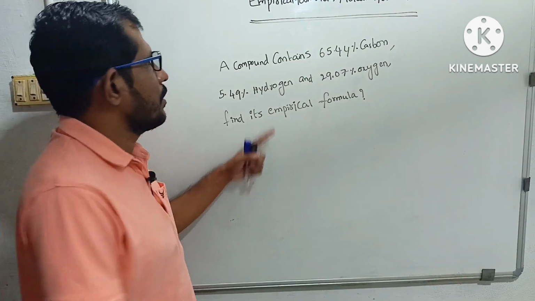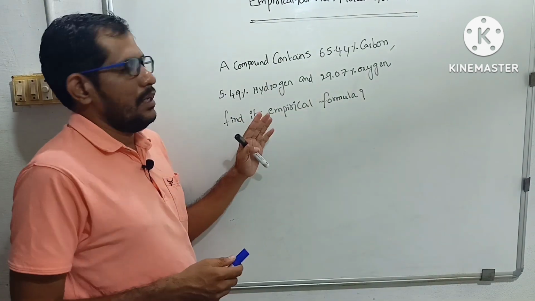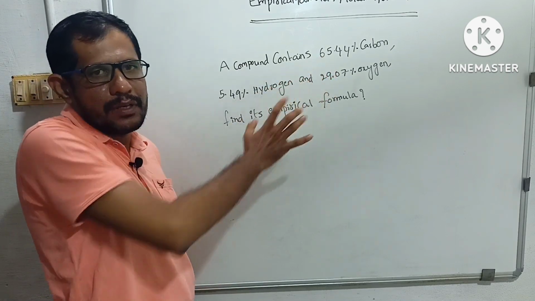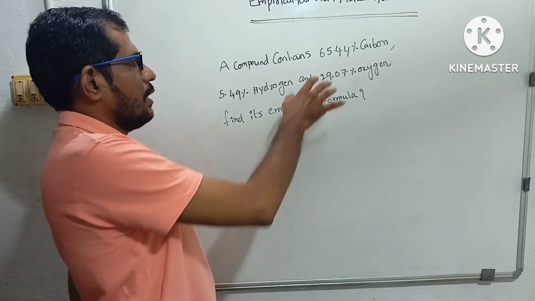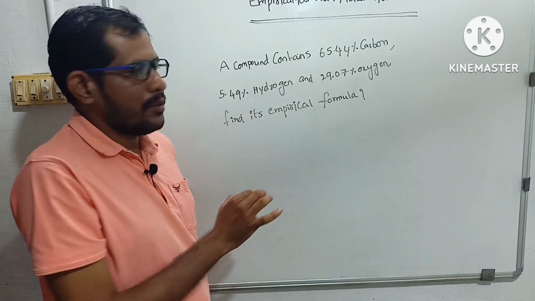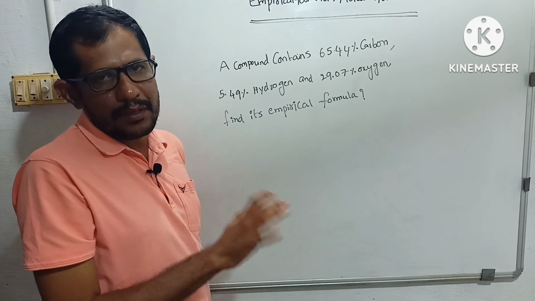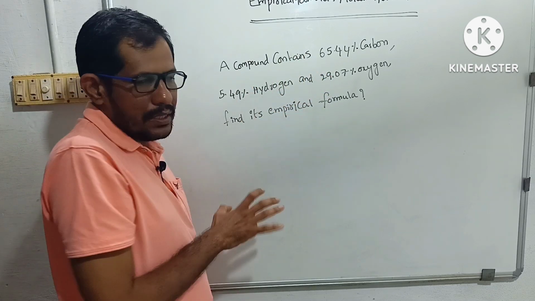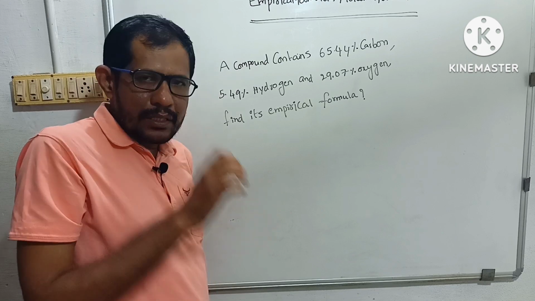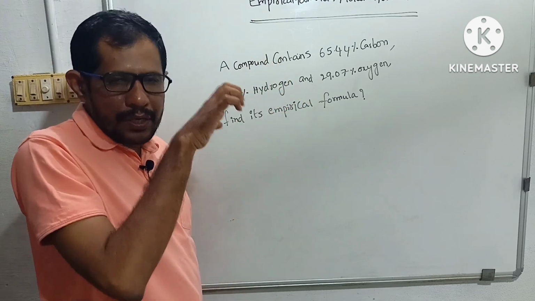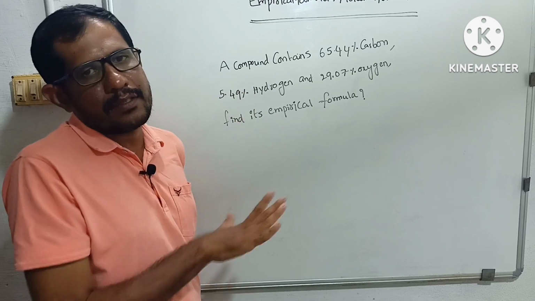This is another question related to empirical formula. In the previous question, he mentioned masses. Observe carefully, but here he directly mentioned percentage. Don't worry, both are the same. Whether he mentioned percentage only or along with mass, in both questions we need to follow the same method.